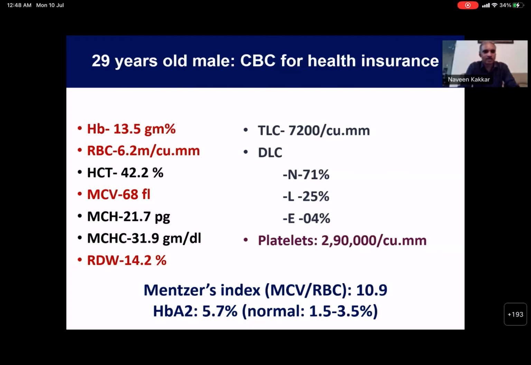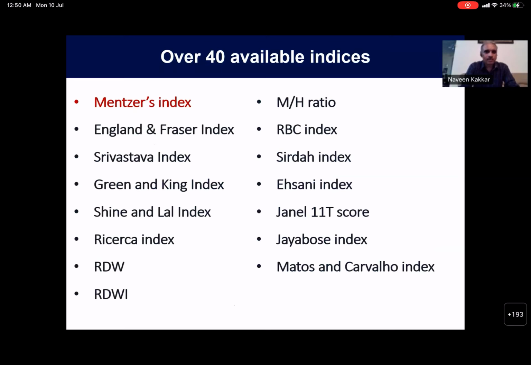Look at the index as well. Look at the RDW. That's a good clue whether you're dealing with a thal trait or an iron deficiency. There are over 40 available indices like these, different calculations with interpretations, but please use the Mentzer, most frequently used and most helpful. MCV by RBC ratio less than 13, suggestive of thal trait, not confirmatory. More than 13, maybe iron deficiency.